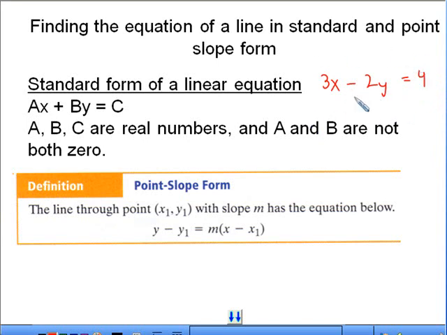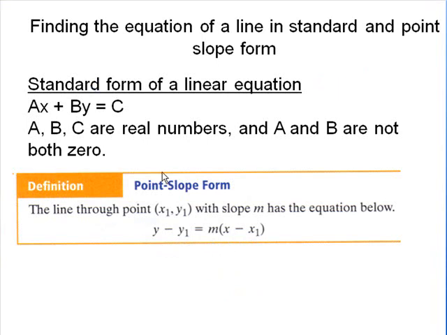The x's and the y's are together on one side of the equal sign, and there are no fractions. And x and y obviously are not both 0. One of them might be 0, but not both of them. And this is point slope form right here, where you have y minus y1 is equal to m times the quantity of x minus x1. And x1 and y1 is just a given point on the line.